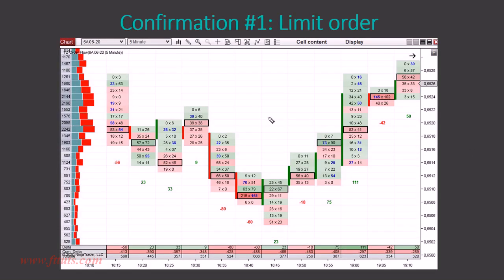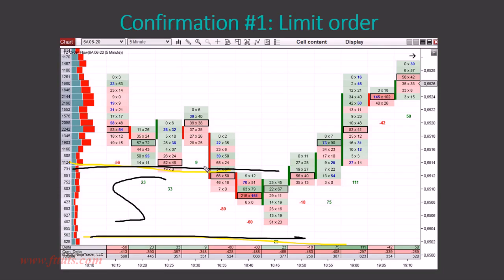Now in here there is a similar scenario. Let's say that this is a support area. You want to go long from there. Price is going downwards. You open up your order flow, 5-minute chart, and you are waiting for a big number to appear at bid. 215 contracts. That's what you are waiting for. That's the signal for you to go long.